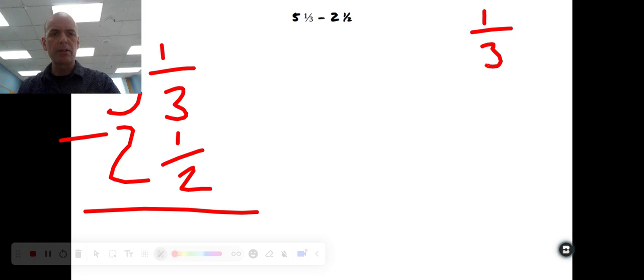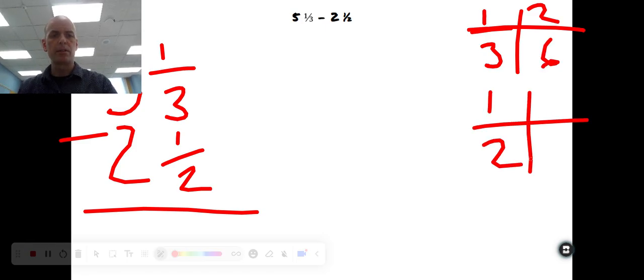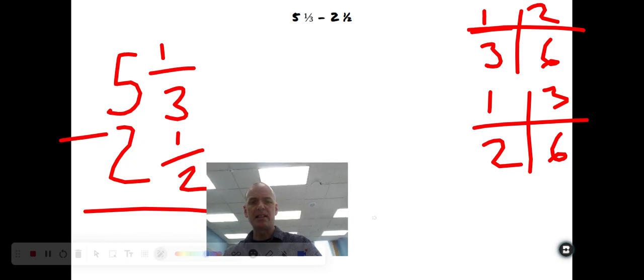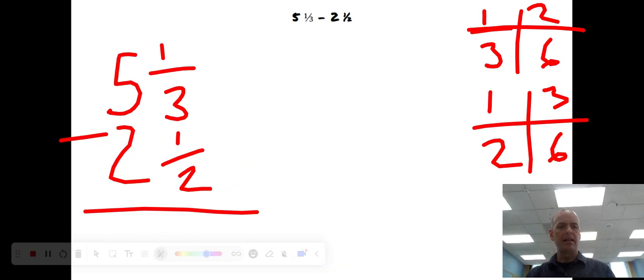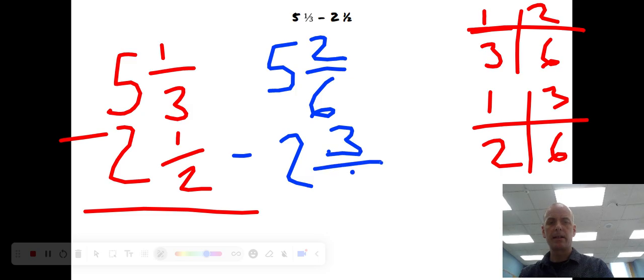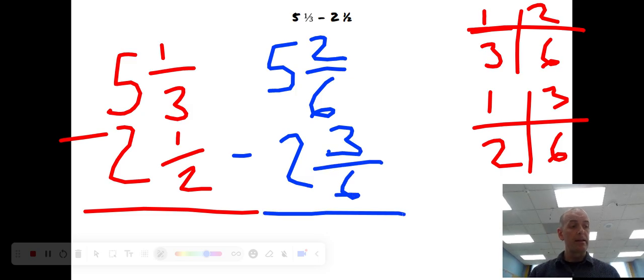Okay, I'm going to make 1/3. I like to use the ratio table. I'm going to make them into sixths, so 2/6, and 1/2 times 3 is going to be 3/6. So now I'm going to rewrite this. I'm going to do 5 and 2/6 minus 2 and 3/6. Right?